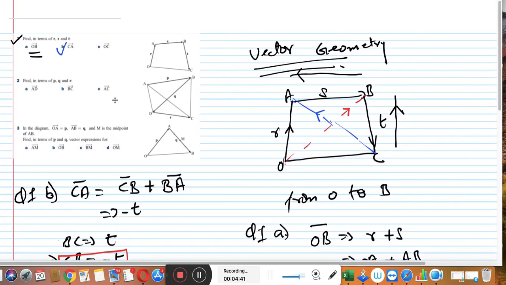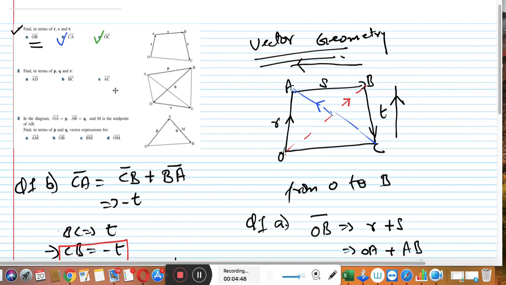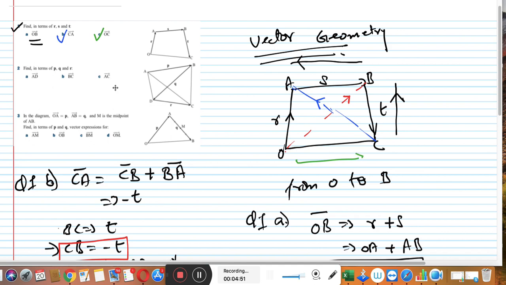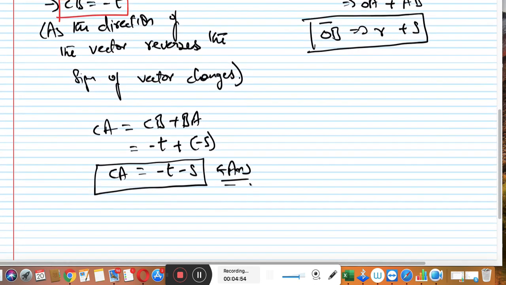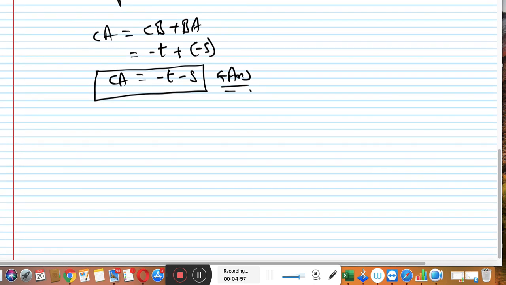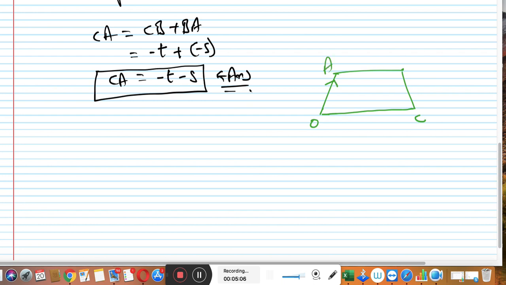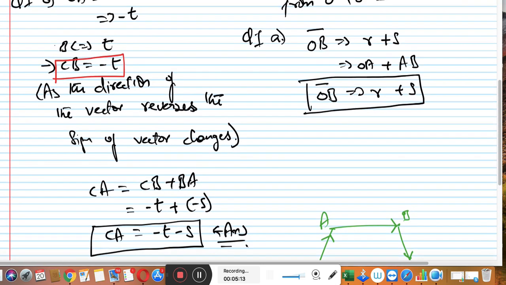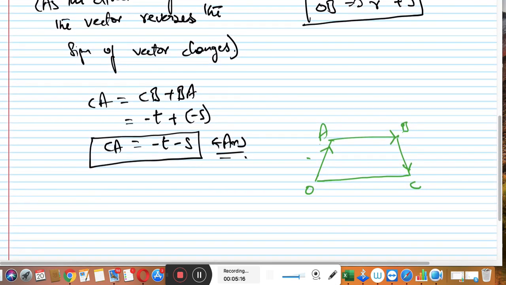Now we are coming to the next question, OC. OC means this direction, from O to C we are going. This was your A, this was your B, this was your C. This was given as R, S and T, and we have to find the value of OC. So we have to go from O to C.